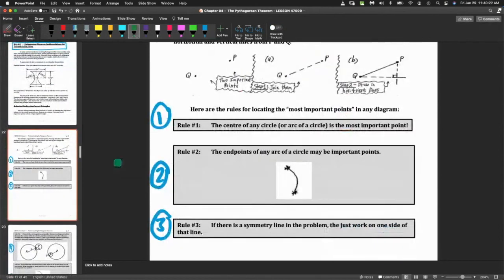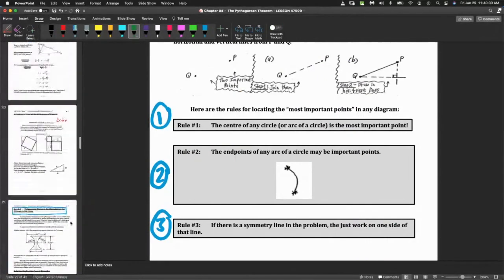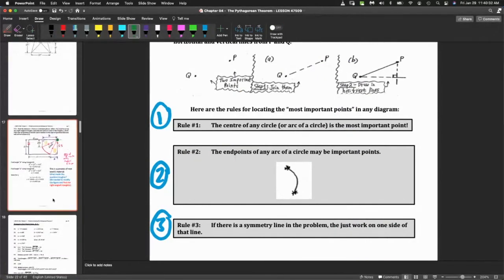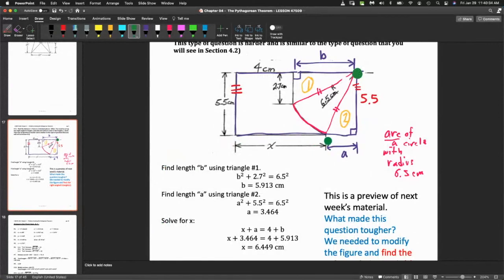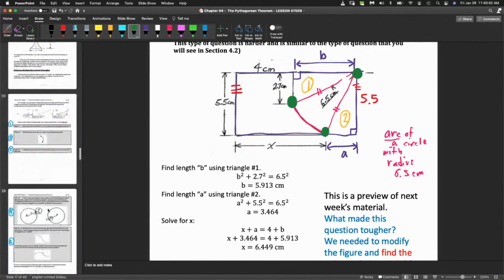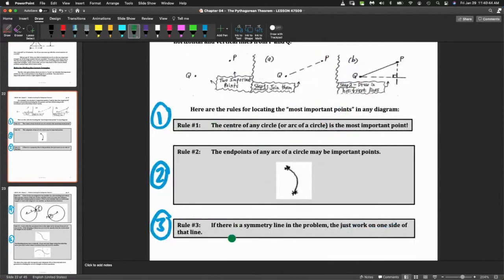What's the next thing? If you have an arc of a circle, the endpoints of the arc are important, or may be important. Let's go back to that figure. Oh yeah, look. Here's the arc, and there's the one endpoint, and there's the other endpoint. Yeah, they were important. Okay. There is a symmetry in the problem. Well, we didn't really do that. There was no symmetry in this question.